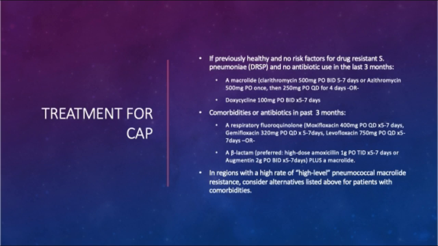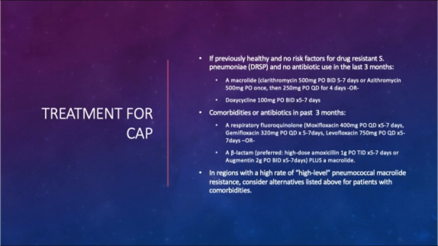So if you have a healthy patient and they have no risk factors for any drug-resistant organism, and they've had no antibiotic use in the last 3 months, they now say the first line is a macrolide. So we're looking at clarithromycin or azithromycin, or doxycycline. Now, I will tell you, if you have an older patient that comes in with community-acquired pneumonia, and they have any sort of kidney disease, doxycycline is actually going to be your choice, because the side effects of it do not affect the kidneys, so that is a safer drug for them to use.